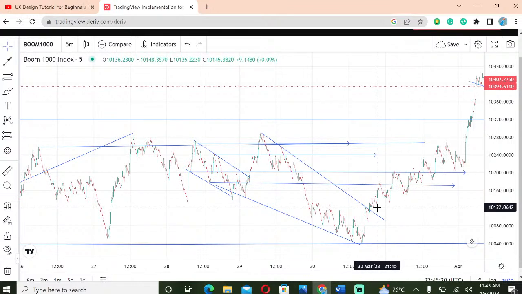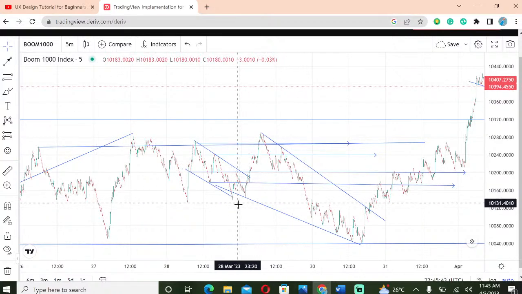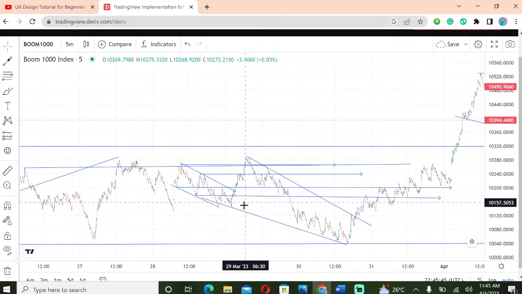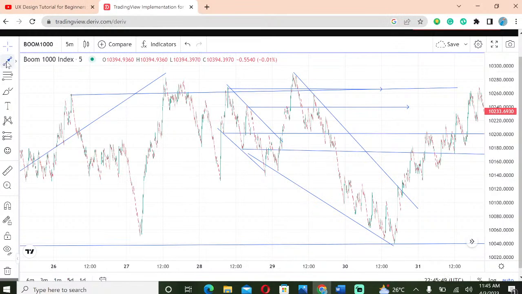So these are the areas that the market gets to, and it keeps on spiking, which helps us identify each particular zone. You see, we mark that zone down and we check it out. Another last zone that we need to mark out is this particular zone.